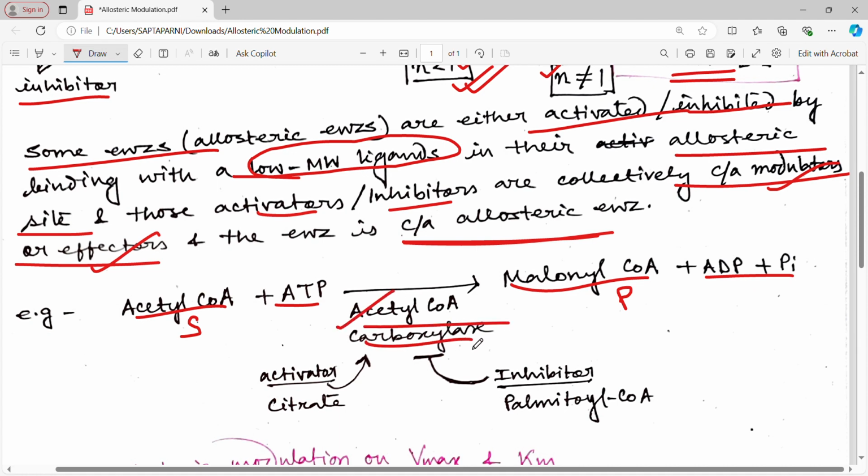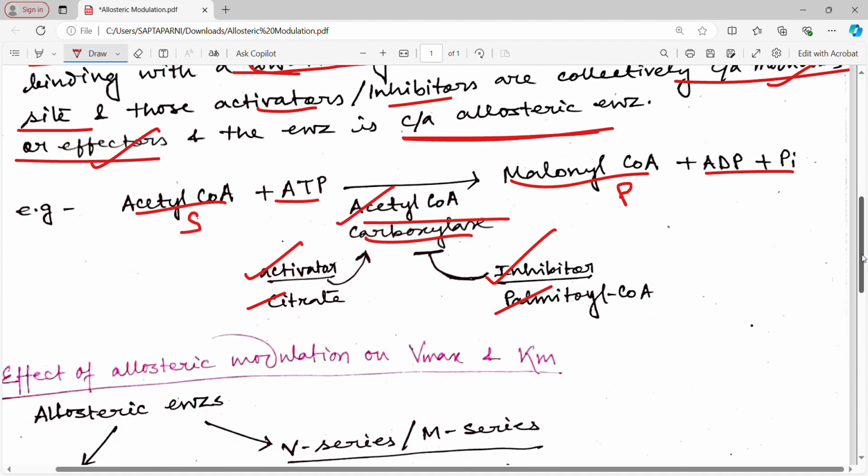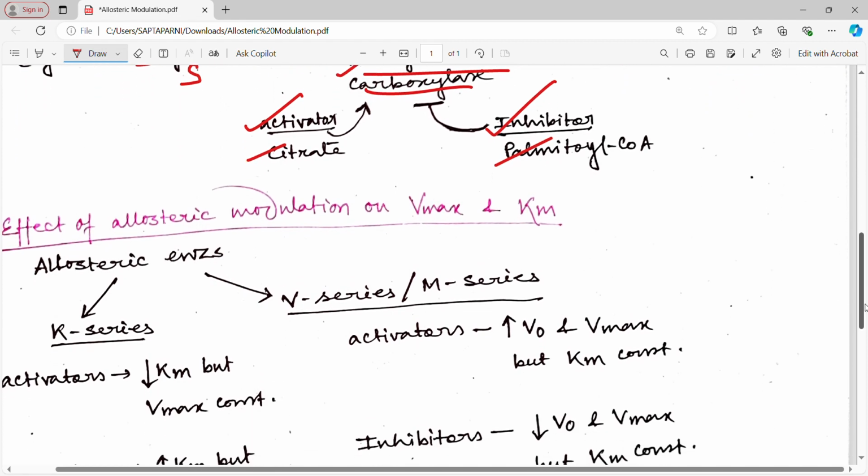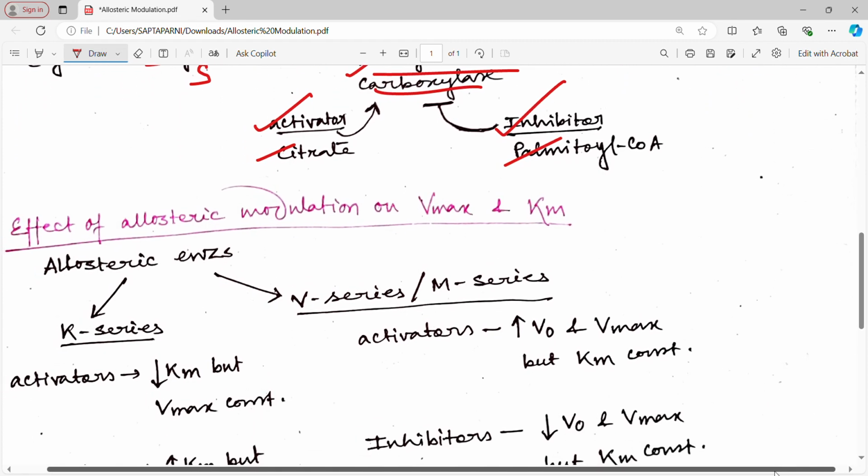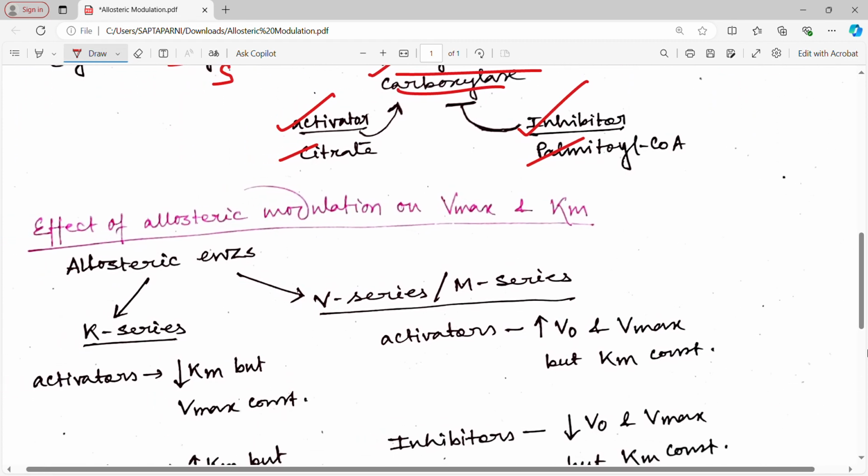Now, this enzyme is allosterically modulated. It has an activator and also an inhibitor. The activator is citrate and the inhibitor is palmitoyl-CoA. Okay, so if anyone asks you for an example of allosteric modulation with both activators and inhibitors, you can give this example. Okay. Now coming to the main part, the effect of allosteric modulation on the Vmax and Km value.